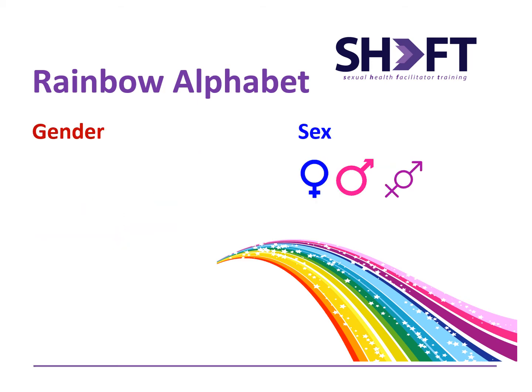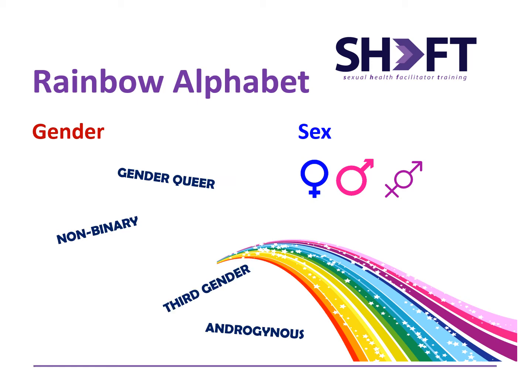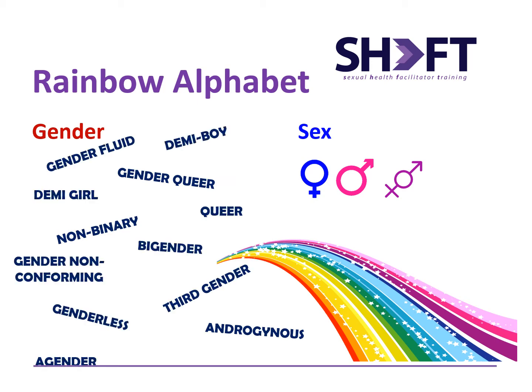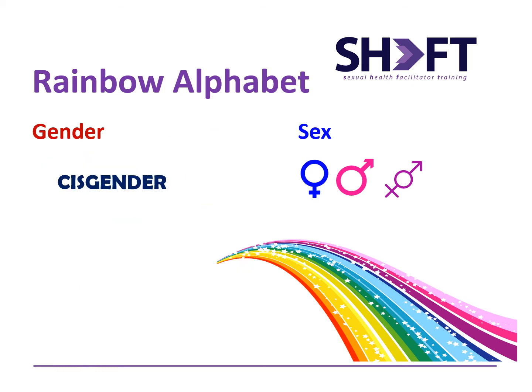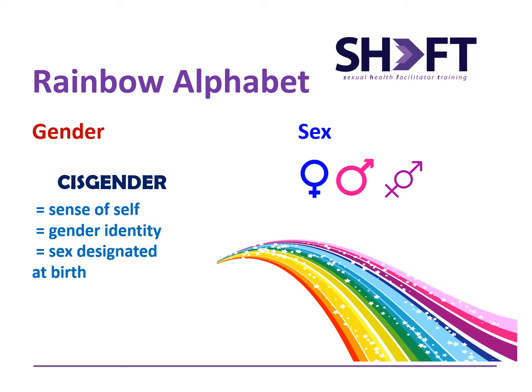A number of terms are used in Canada to describe gender. We will be discussing some of those, but to begin with, you must understand the term cisgender. Cisgender is the term used if your sense of self, your gender identity, and your sex as designated at birth all match. So if you are designated female at birth, and your gender identity is female, and your sense of self is female, you are cisgender.